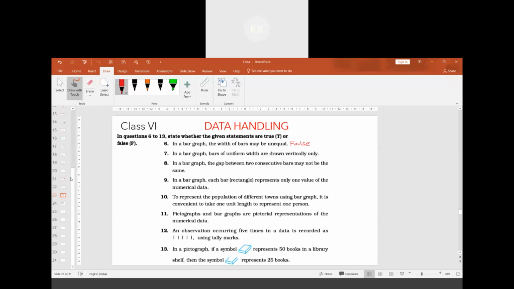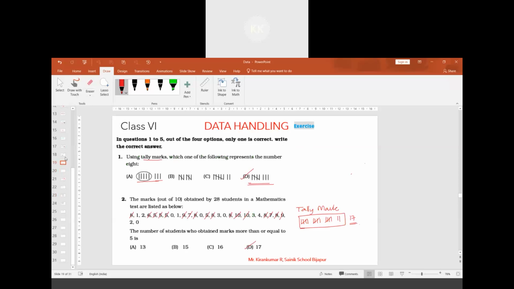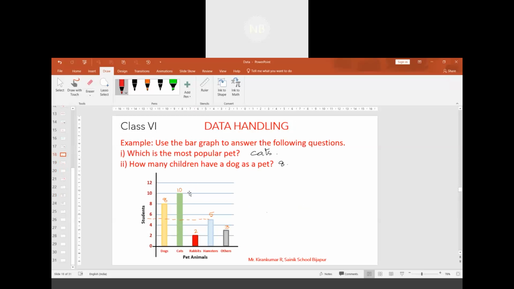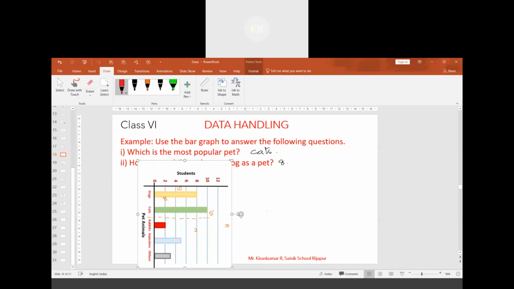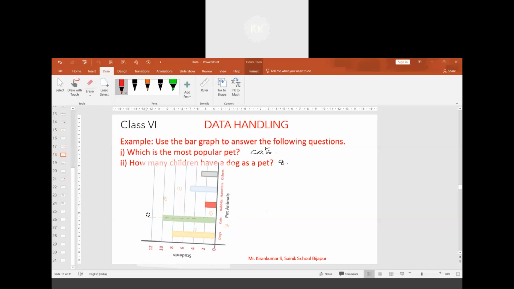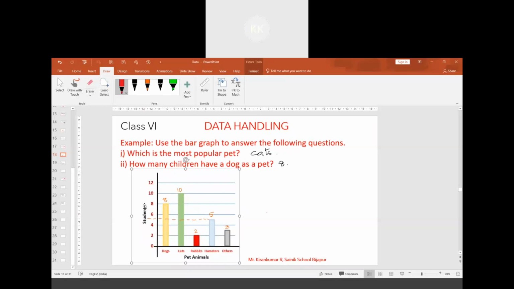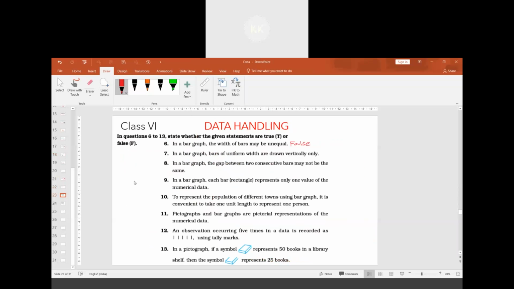No, sir, false. Here we have observed that it is vertical, but it can be rotated like this. Now it has become horizontal. It can also be rotated like this. It is not compulsory that students should be written here and pets should be written here only. There is no compulsion, so false. It can be represented horizontally as well as vertically. So this statement 7 is also false.